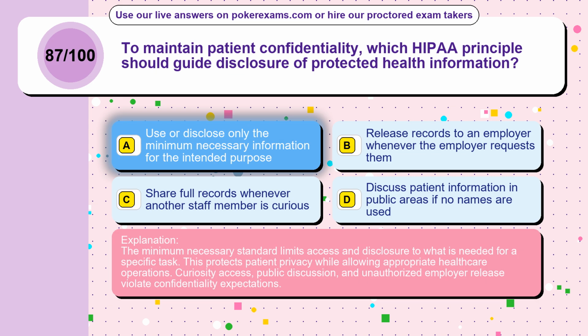The minimum necessary standard limits access and disclosure to what is needed for a specific task. This protects patient privacy while allowing appropriate healthcare operations. Curiosity access, public discussion, and unauthorized employer release violate confidentiality expectations.